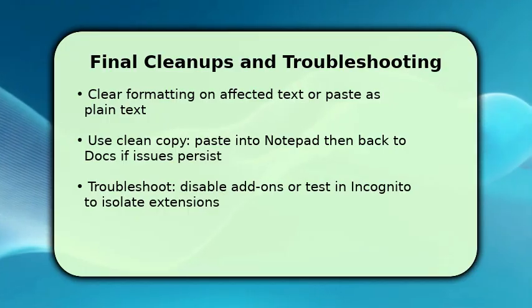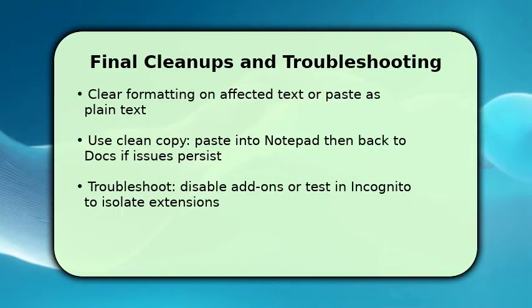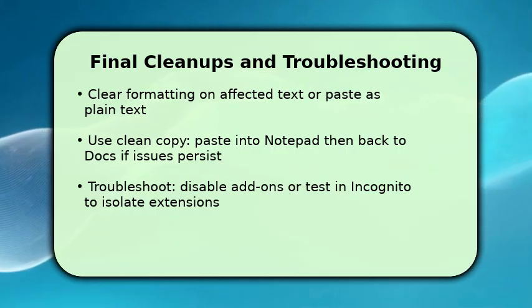If that fails, paste the selection into a plain text editor and back into Google Docs to strip hidden characters, then reapply your desired font and spacing. Make sure to test in a new document and disable extensions, or try incognito to rule out add-ons causing rendering bugs. If spacing still looks wrong, check browser zoom and update Chrome.